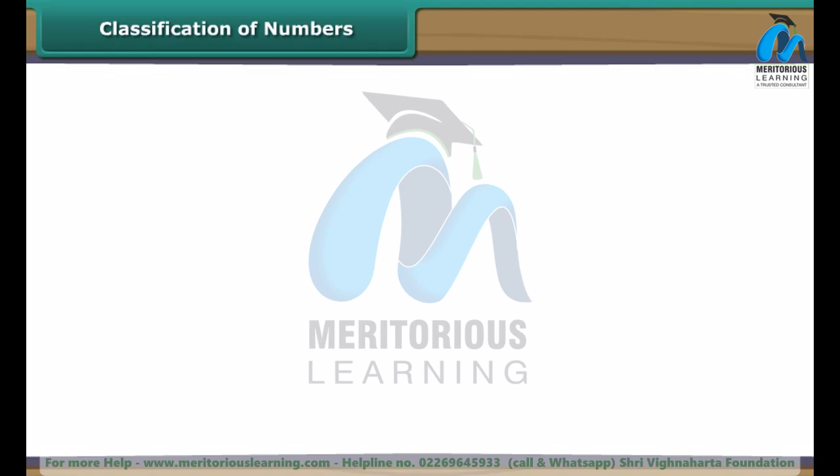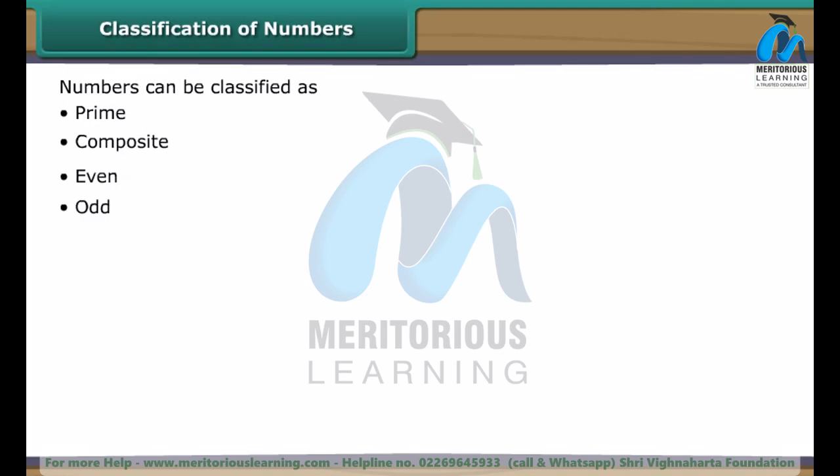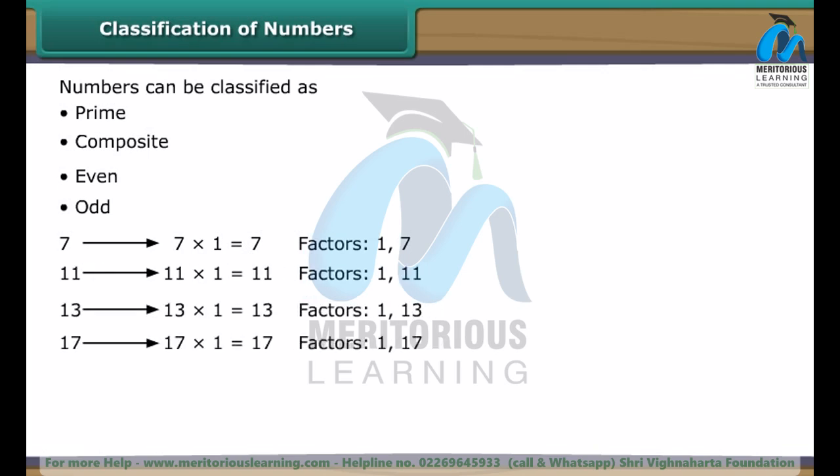Classification of numbers. Numbers can be classified as prime, composite, even and odd. Let us look at them one by one. Consider the number 7. Let us list out its factors. Let us look at some more numbers and their factors. What is common among these numbers? All these numbers have only two factors, 1 and the numbers themselves.